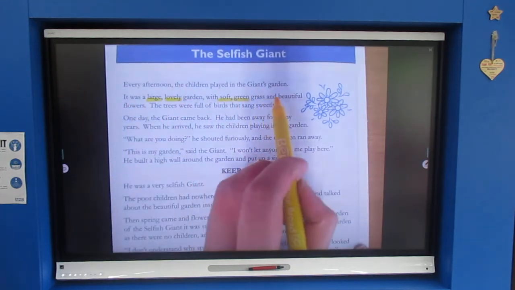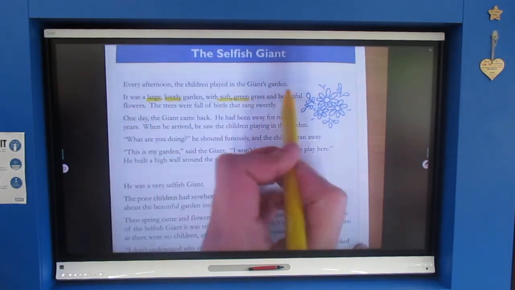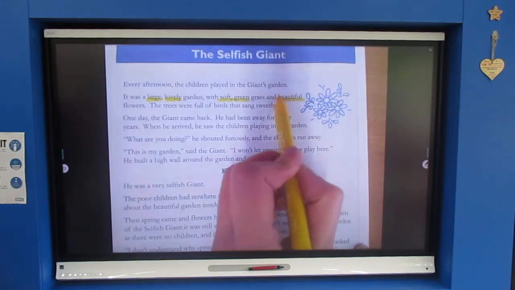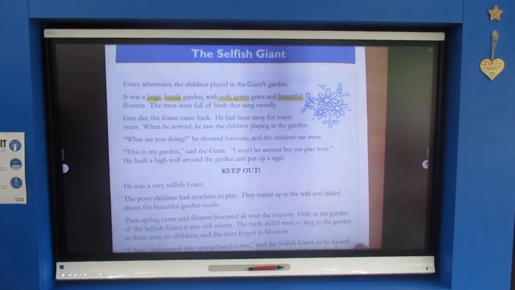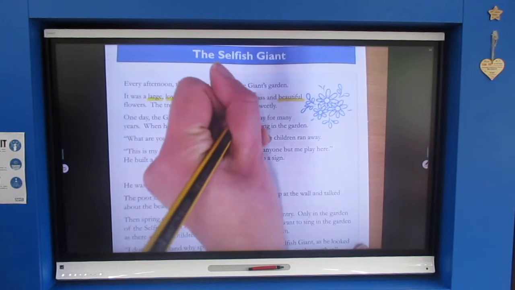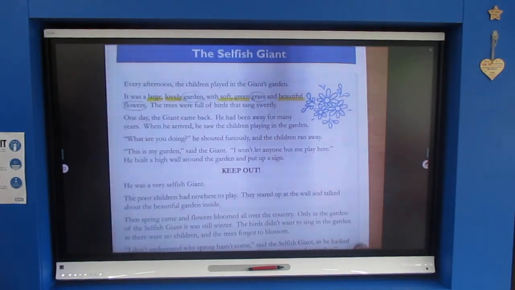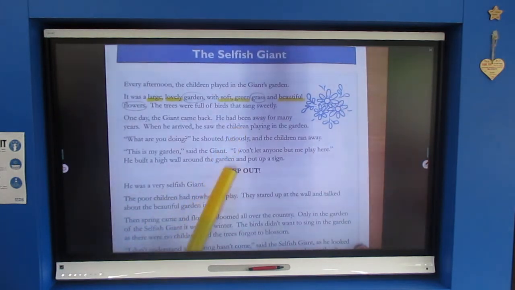Let's carry on. And beautiful flowers. Where's my adjective there? Beautiful, you're right. So they've described the flowers as beautiful. So I'm going to put a circle around my nouns to help me now, just so I remember what my nouns are, okay? Now let's just read to the end again together and make sure that we haven't got any more adjectives.